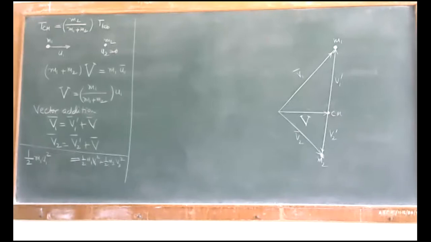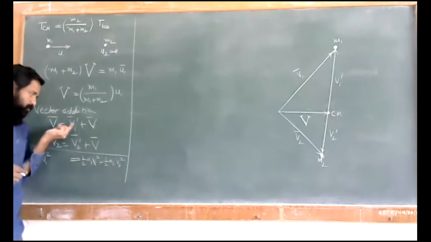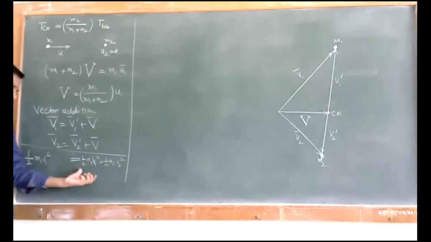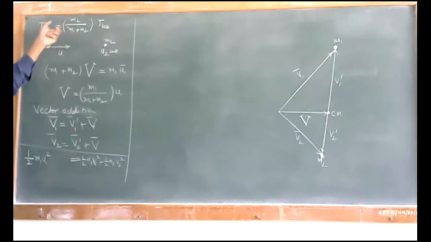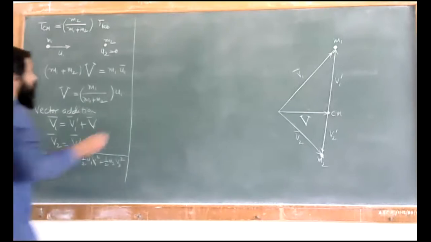Now what we have to do? We have here v1 and v2. We'll just use these values of v1 and v2 here, and we can try to find out what should be our conditions in terms of this center of mass frame and laboratory frame. So we'll just check it out.